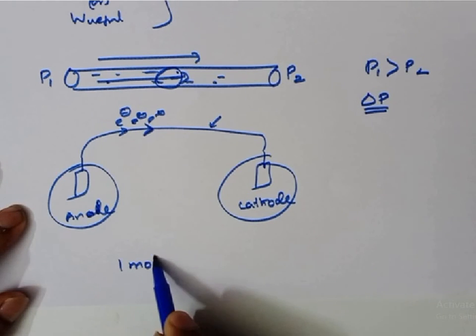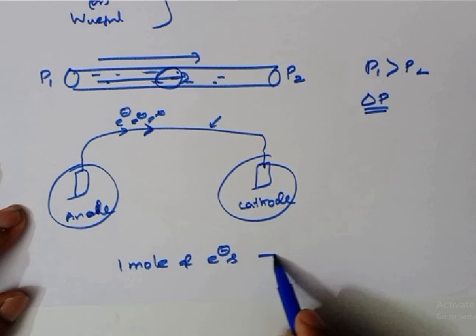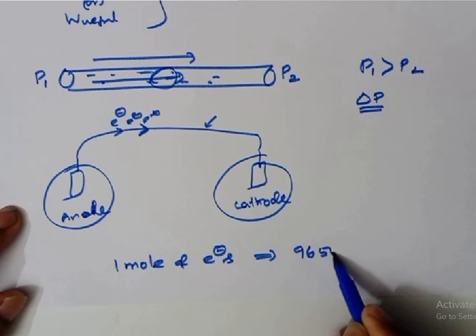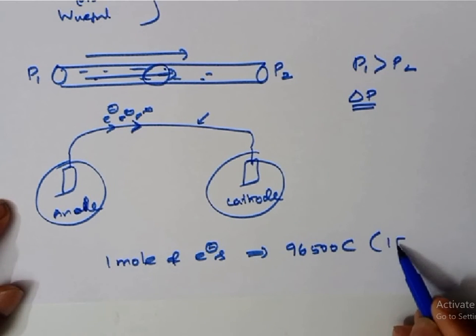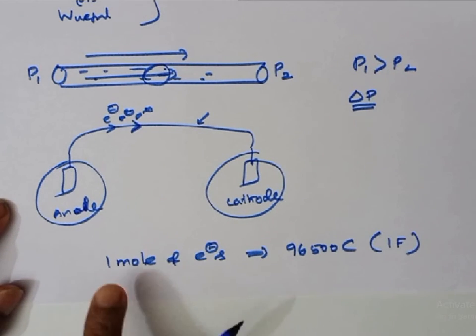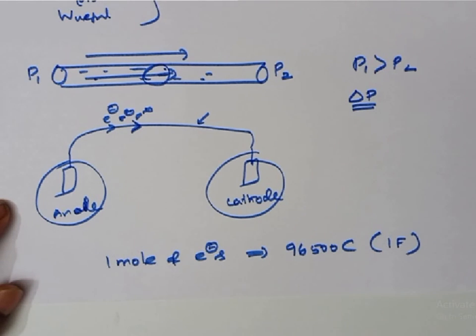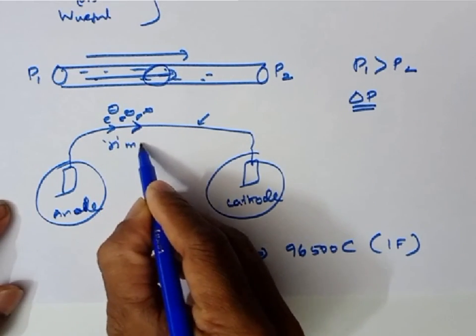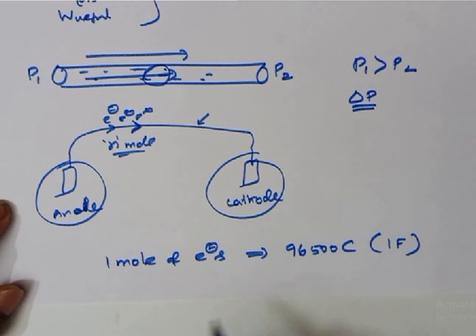Okay, now listen student, you know very well 1 mole of electrons carries a charge which is nothing but 96,500 coulombs. You can also say 1 Faraday. Suppose n moles of electrons are flowing in the circuit, then what is the total charge?